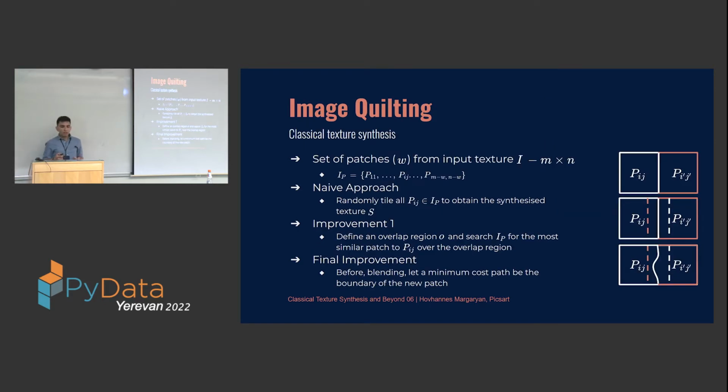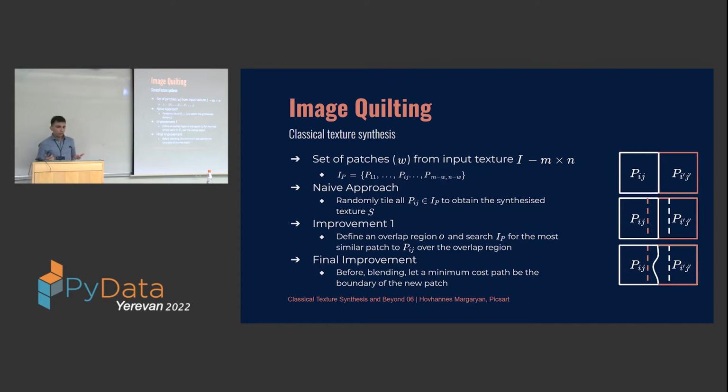So let's begin with image quilting. Image quilting by Adversarial et al. is a non-parametric texture synthesis algorithm that generates an output texture given an input texture. So let's formally assume that we are given an input texture I of size m by n, and the goal is to synthesize an output texture S.